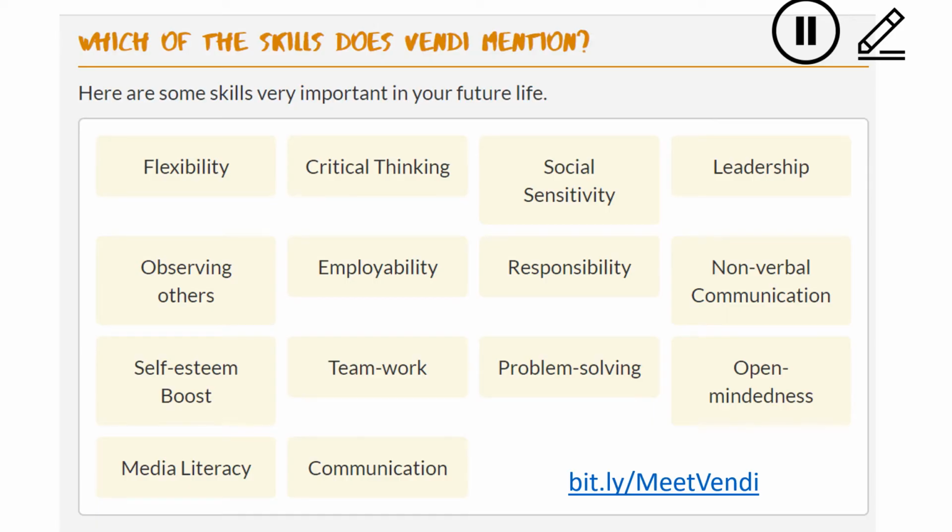Read the skills listed here. Your task is to listen to Wendy's talk again and decide if she mentioned them in her talk or not. So, in your notebooks, write the skills that Wendy mentions. You can listen to her talk more than once if necessary.